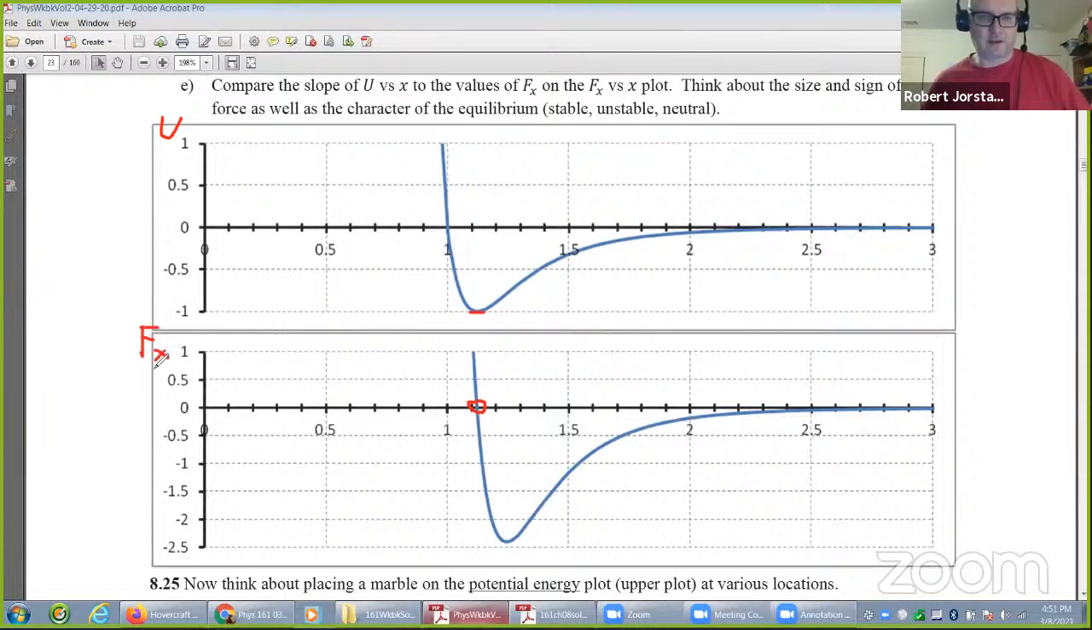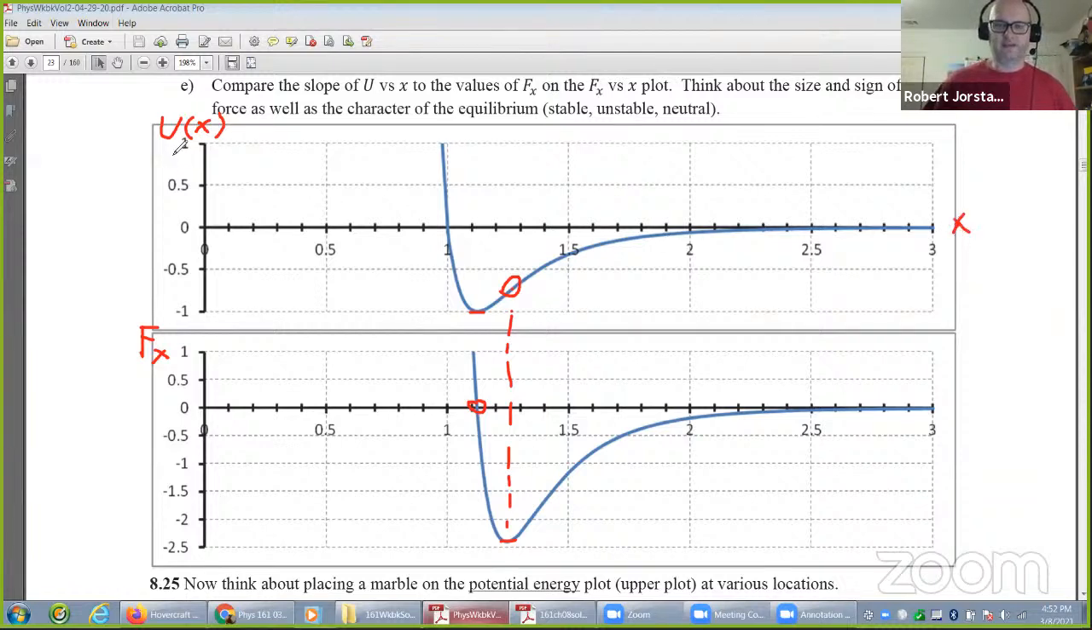Let's check it the other way. Right here, the slope is 0. If I take that same point on the graph and go up here, that does not correspond to a 0. So clearly that is not working out. So the upper plot has to be U of x versus x.